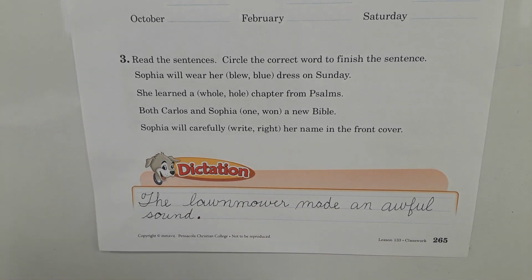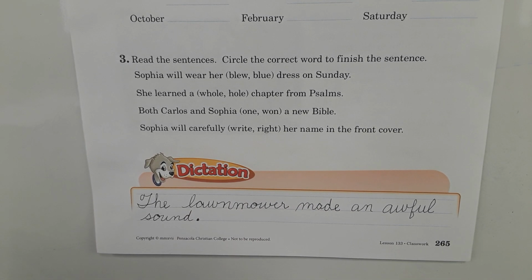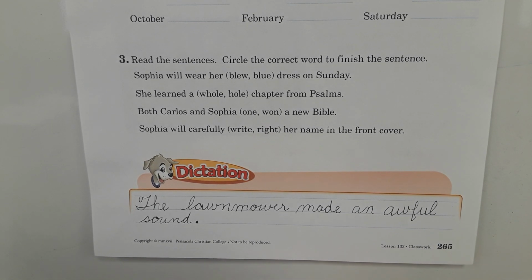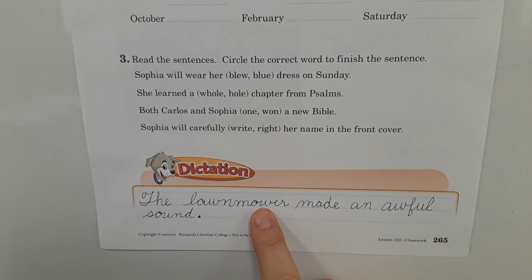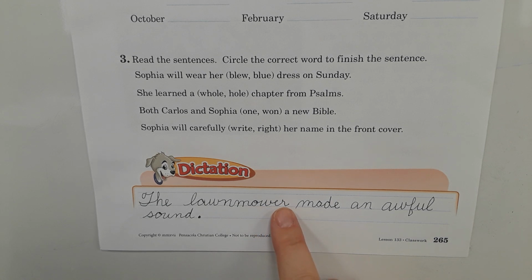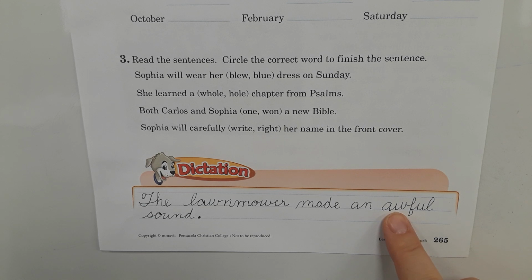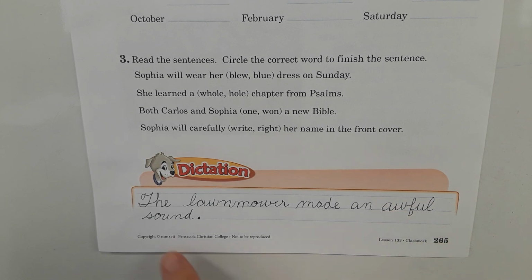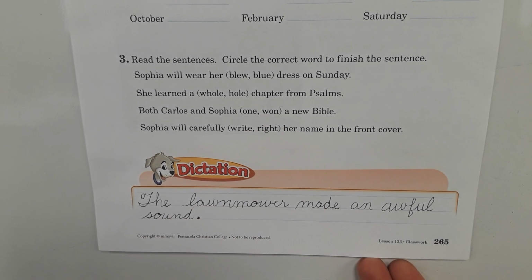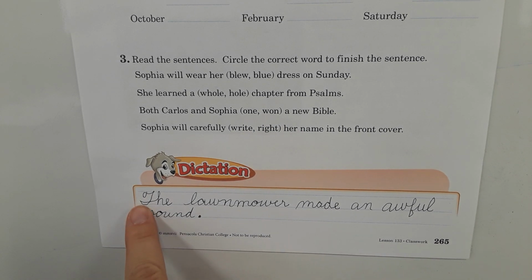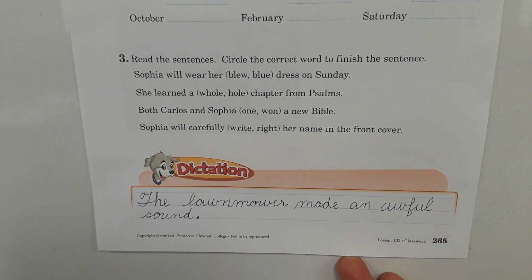Period at the end of your sentence. Make sure that you have the AW for aw, the OW for O, lawnmower. Make sure you have an AW for awful. Make sure you have the OU for sound, and the capital letter at the beginning of the sentence and the period at the end of the sentence.